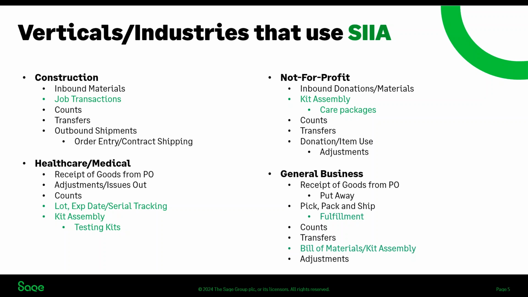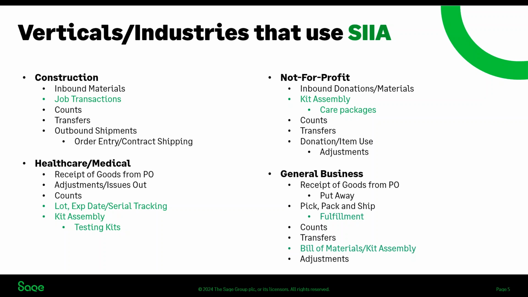Construction, so if anybody's in the construction vertical and using the construction version, you have your inbound items and specifically job transactions for this. So if you're doing things like issuing items out to the job, with the job number, cost code, cost type, it allows you to capture all that right from the mobile device and record those transactions back in Intacct.